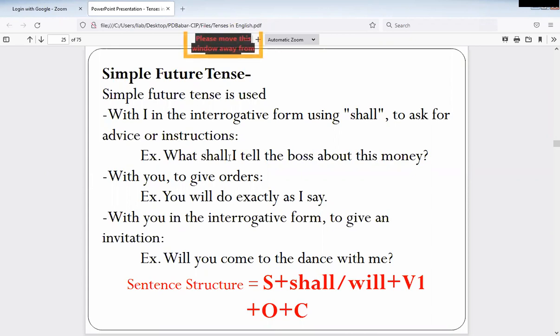This is asking advice or giving instructions; these are the expressions or phrases we have used here for showing the simple future tense sentence. Okay.